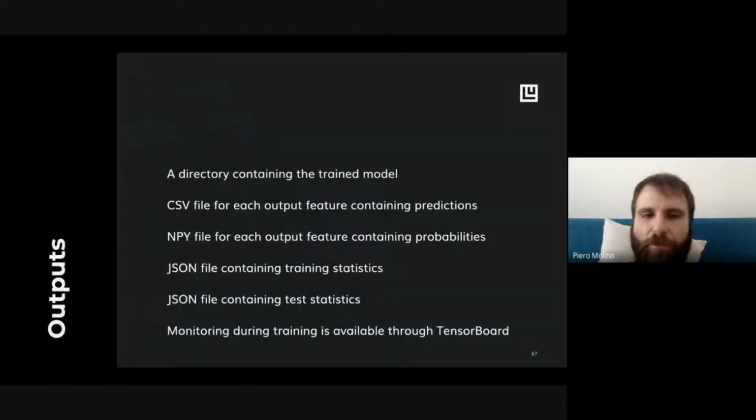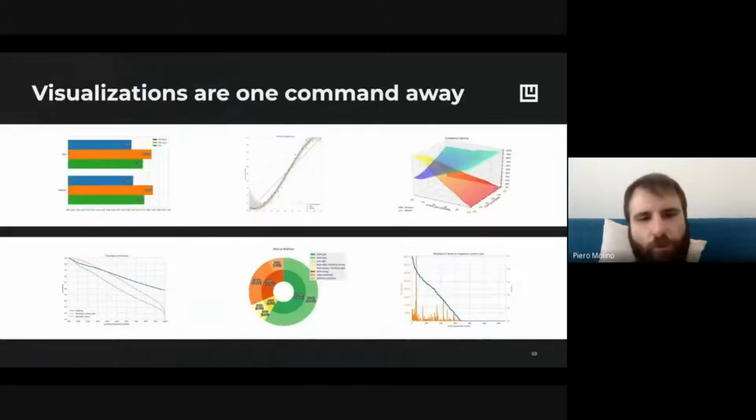You also have a bunch of visualizations available to you. I will not get into the details, but this is a subset of what you have. There's more than 20, but this is a subset of them. The first one is a comparison of the model performance. The second one is a calibration plot. The one in the middle at the bottom is a comparison of the predictions. So you have a full set of options here to use.